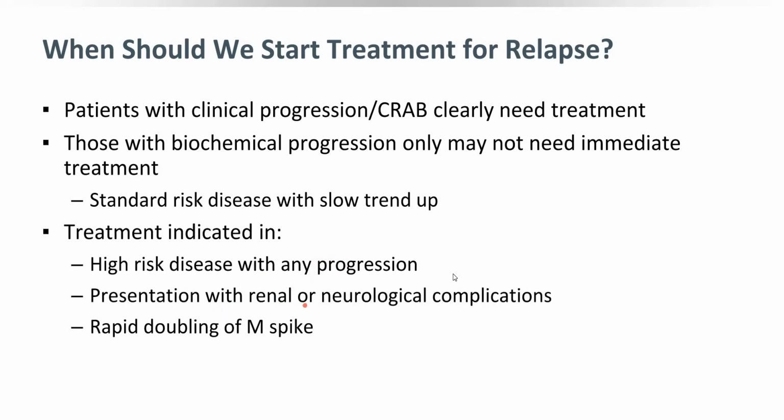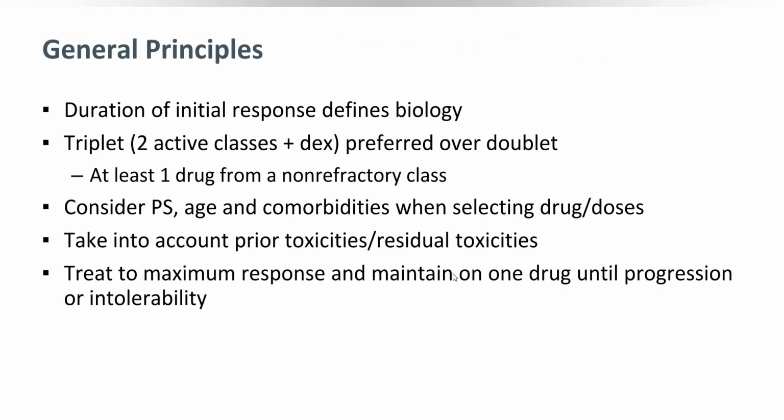Presentation with renal or neurological complication, treatment is required, or rapid doubling of M spike on serum electrophoresis. So these are 3-4 things where treatment is recommended. So what are the principles in this scenario? The duration of initial response to first line of treatment defines the biology, whether it is good biology or bad biology. Triplets are preferred over doublets usually in the relapse setting, and at least one drug from a non-refractory class should be taken. So in a triplet, 2 active classes plus dexamethasone. These are preferred over doublets.